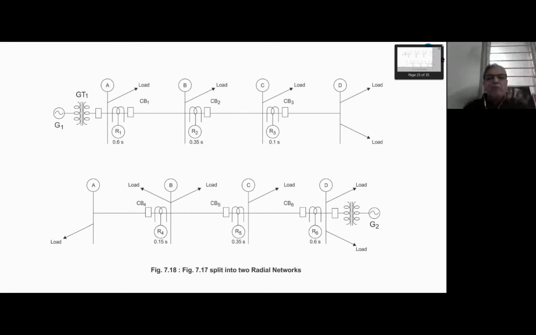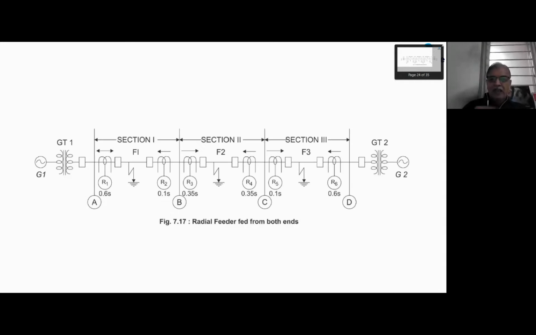But then my times of operation are like this. R3 operates after 0.1 second, R2 after 0.35 second and R1 after 0.6 second. I have assumed 0.25 second as discriminative time margin. But this creates a problem.